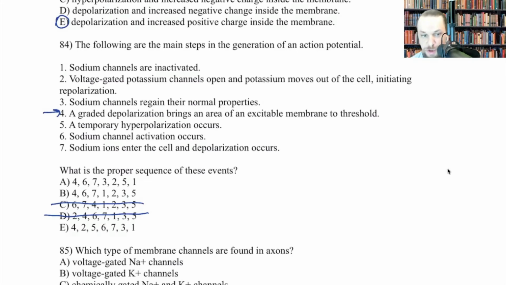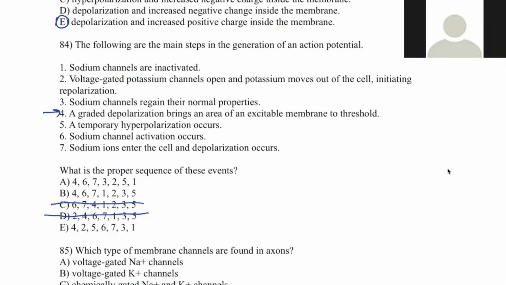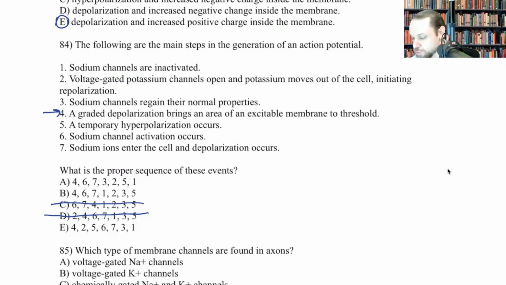So I know 4 is my number 1. Then I have to see what number 6 versus 2 is. 6 has sodium channels, and 2 is voltage gated potassium. Potassium channels are not the first to open, so 2 doesn't seem to be correct. Anything that says 2, I can remove. Now we know that 4 and 6 are occurring. 4 means graded potential occurs, bringing the area to threshold. Once threshold is reached, the first thing is the opening of the sodium channels. So sodium channel activation occurs. I know 6 is definitely number 2.